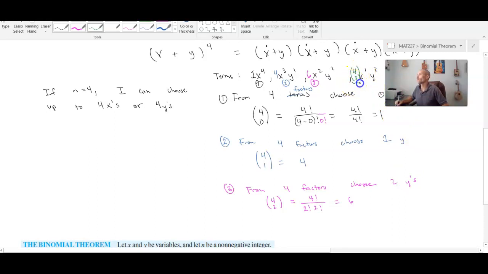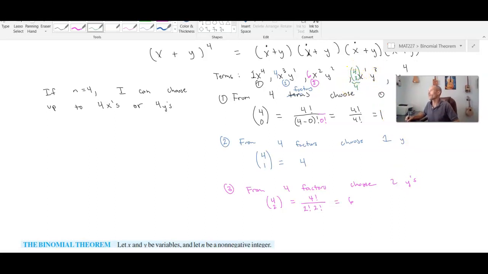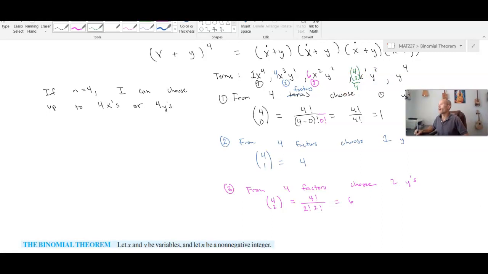So this coefficient here comes out to be 4. And then for our final term here, how many ways are there from 4 factors for me to choose 4 y's? Well, there's only one way to do that. I choose all of them to be y's. So in general, if we want to expand polynomials, we don't have to do this large expansion process.